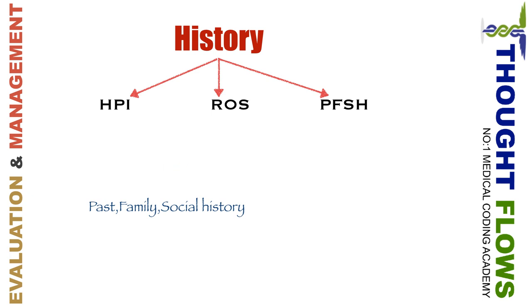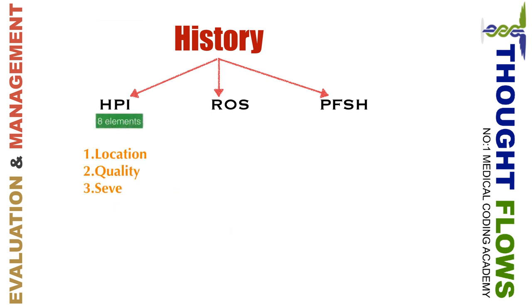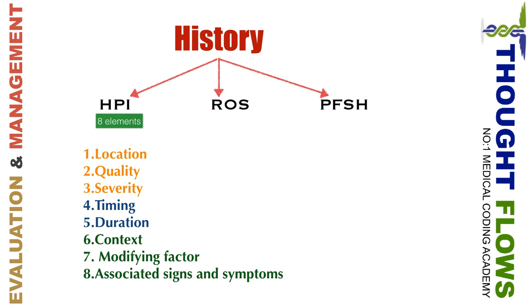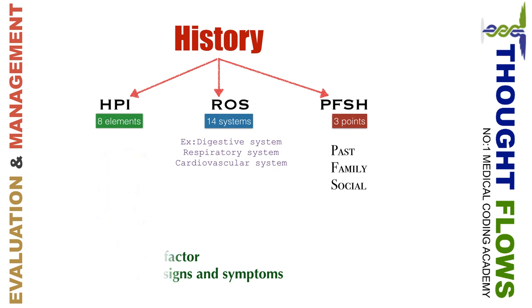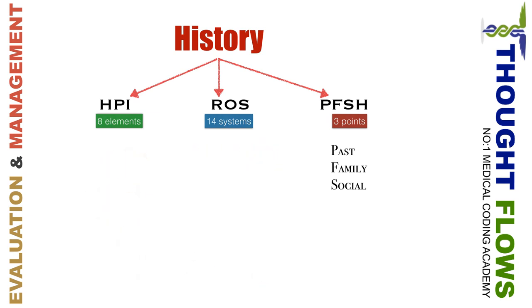Super. So in order to take HPI, how many elements do we have to check? 8 elements. So what are the 8 elements? Location, quality, severity, timing, duration, context, modifying factors, and associated signs and symptoms. Great. And ROS has how many systems? 14 systems, like gastrointestinal, GU, and cardiovascular. And PFSH? 3 points: past history, family history, and social history. Super. So in order to take this, you have to check all the 3.